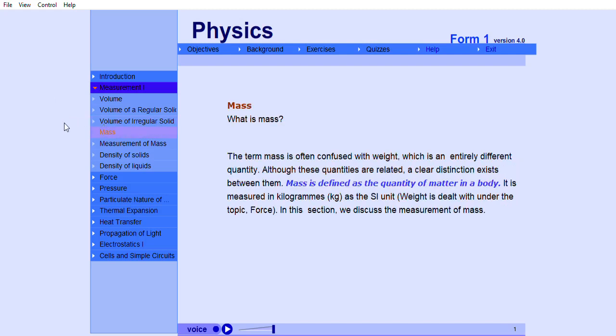Mass. The term mass is often confused with weight, which is a closely related quantity. Mass is defined as the quantity of matter in an object. It is measured in kilograms using a beam balance.